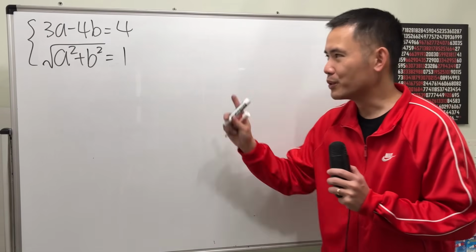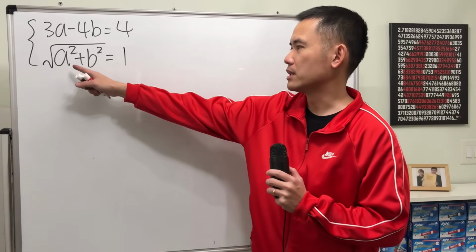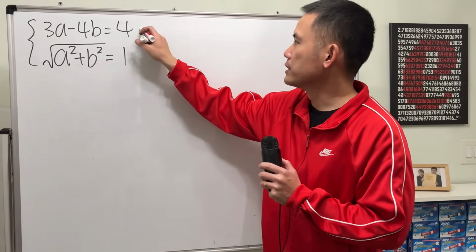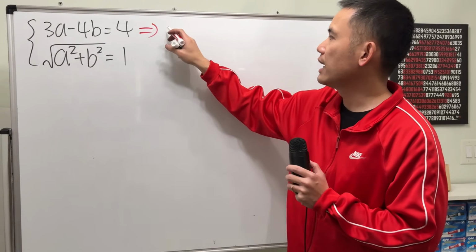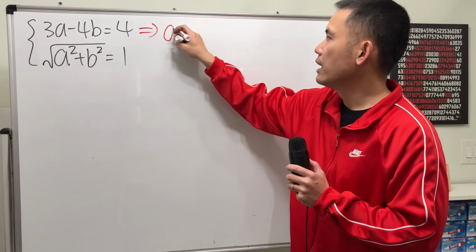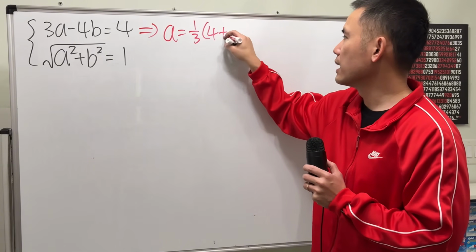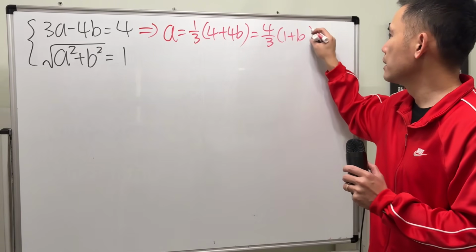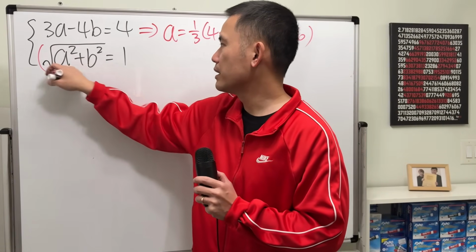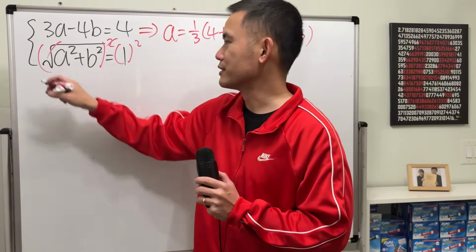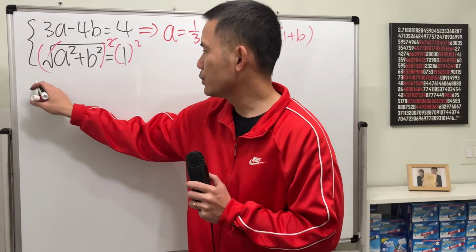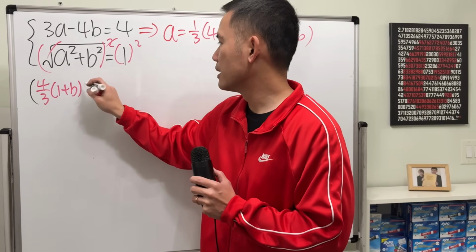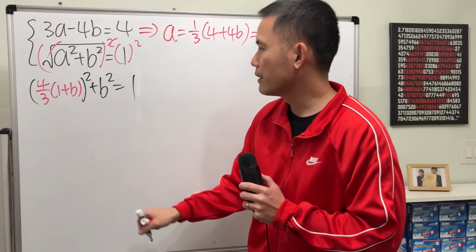Now, to solve this system of nonlinear equations, because we have the square here, so it's nonlinear, we'll just do substitution. I'm going to isolate a from the first equation. So add 4b to the other side, and then divide both sides by 3. a is equal to 1/3 times 4 plus 4b. And I will also factor out the 4 real quick. So 4 over 3, 1 plus b. And then I'll put this right here for the a. And in the meantime, we can square both sides. The square root actually doesn't matter because it's just one square, which is 1. Anyways, we will have 4 over 3 times (1 plus b), squared, plus b squared equal to 1.